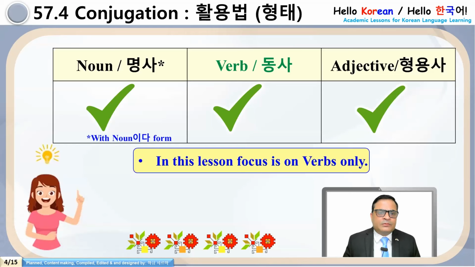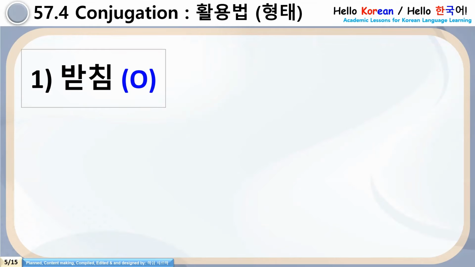Coming to the conjugation rules, it can be attached with all three: nouns, verbs and adjectives. But the majority of the time this grammar is used only with action verbs. So our focus in this lesson will be only on action verbs. Now let's see the conjugation rules in detail.